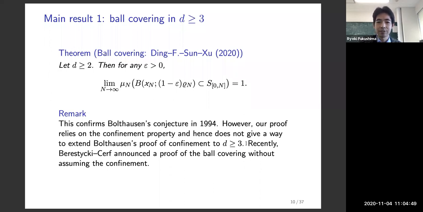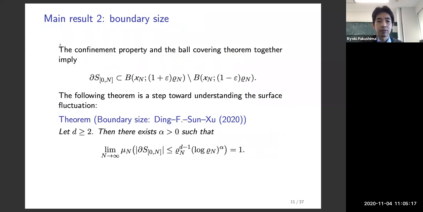But it's okay. Recently, Nathanael Verstiki and Rahul Saf announced another proof, with a completely different technique, of the ball covering result without assuming the confinement. So this is maybe a better answer to Bolthausen's conjecture. So there are two proofs. But anyway, now we have the confinement property in general dimensions and the ball covering theorem.